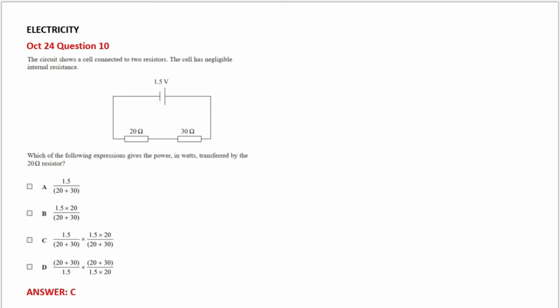The next question is from October 20, question 10. The circuit shows a cell connected to two resistors. The cell has negligible internal resistance. Which of the following expressions gives the power in watts transferred by the 20 ohm resistor, right?